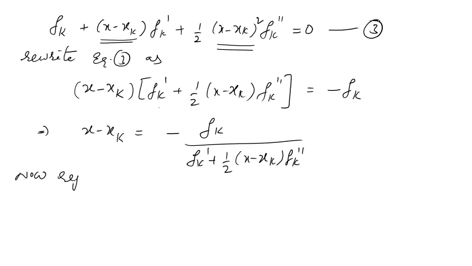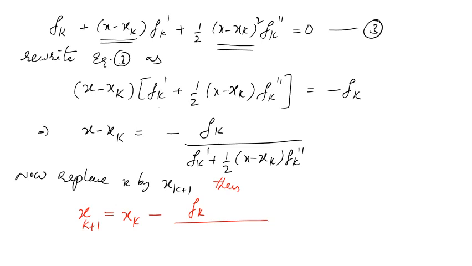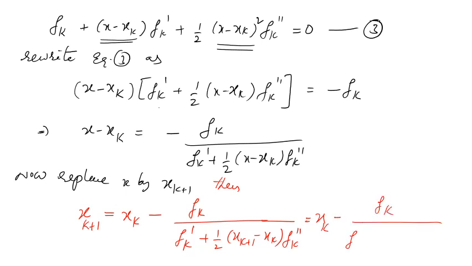Now to get the next approximate root, replace x by xk plus 1. Then, taking xk onto the right side, this becomes xk plus 1 equal to xk minus fk by fk dash plus 1 by 2 xk plus 1 minus xk fk double dash. Now observe carefully. This is equivalent to xk minus fk by f dash of xk plus 1 by 2 of xk plus 1 minus xk.